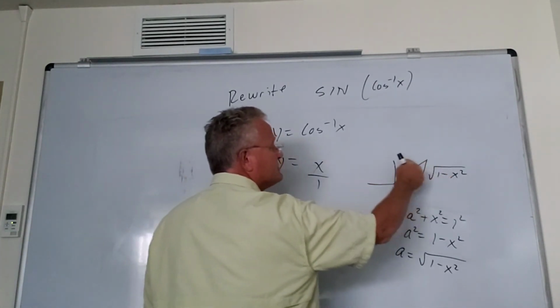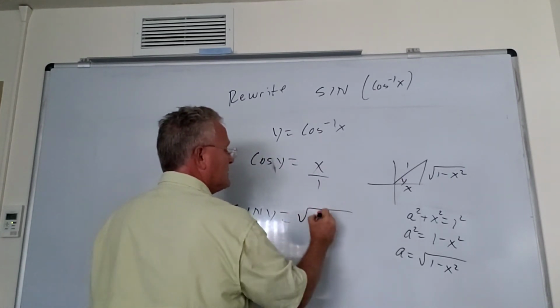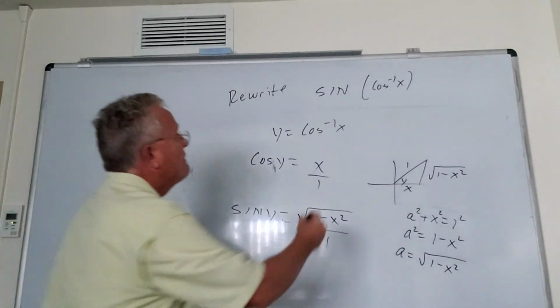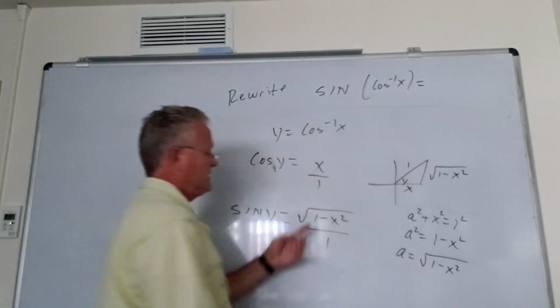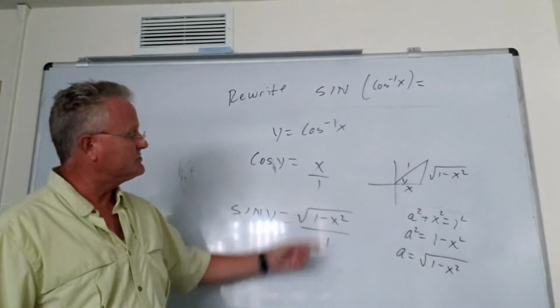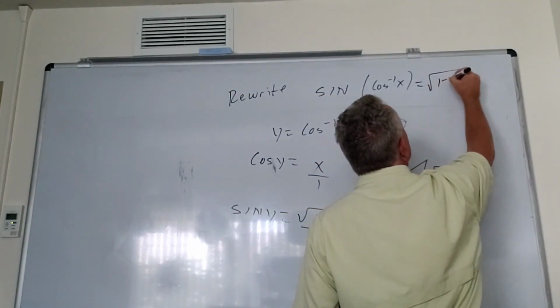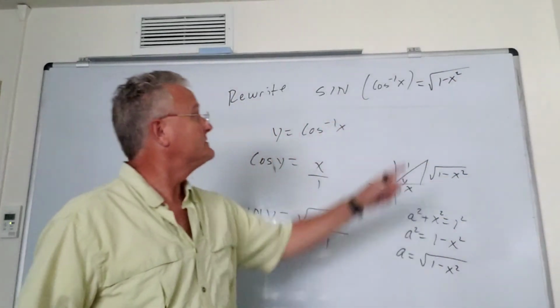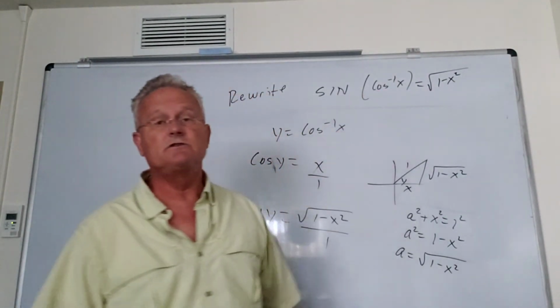Sine is opposite over hypotenuse. We get the square root of 1 minus x squared over 1, and anything over 1 is itself, so it's just the square root of 1 minus x squared. And this is the answer to this expression.